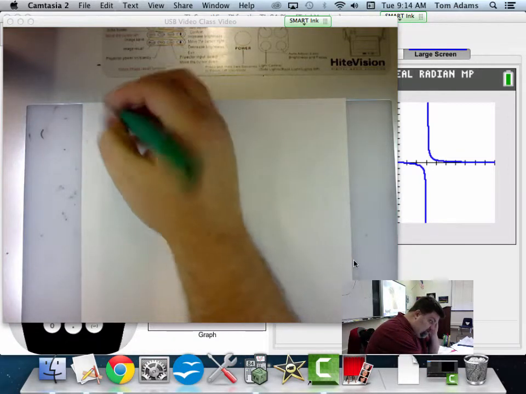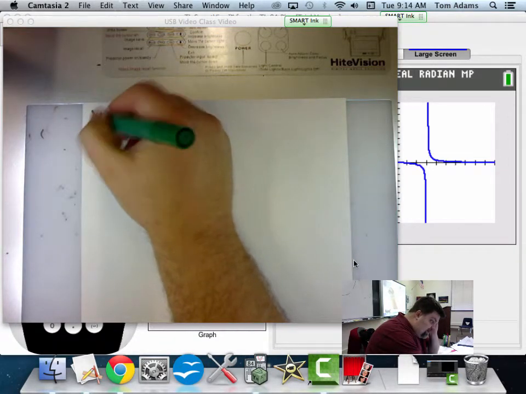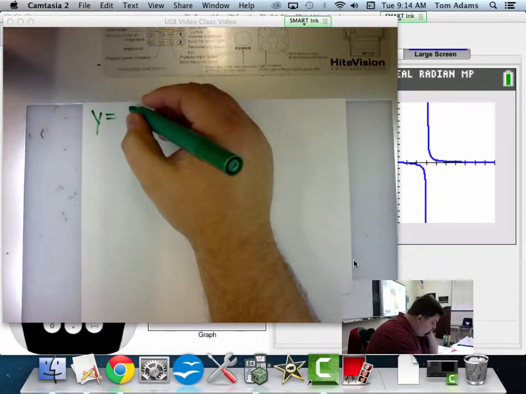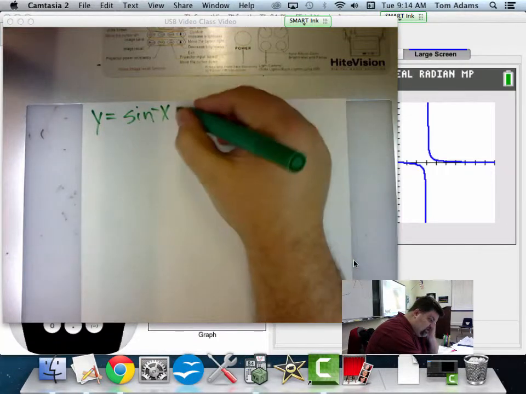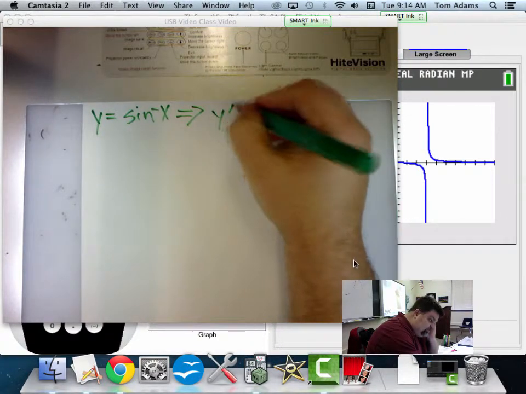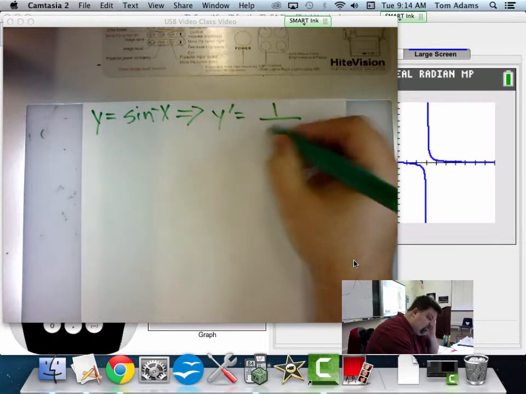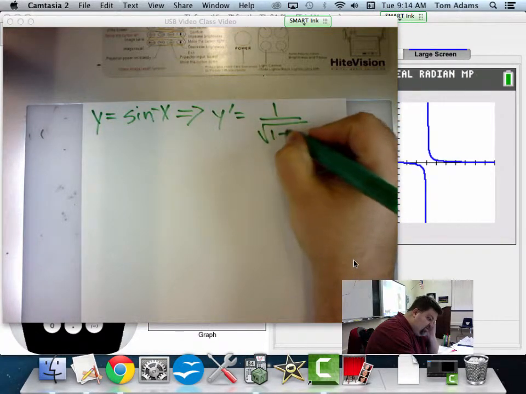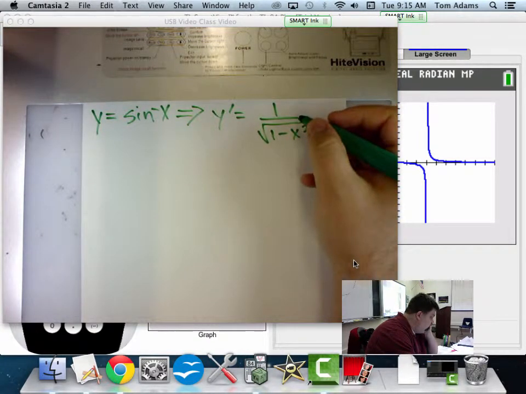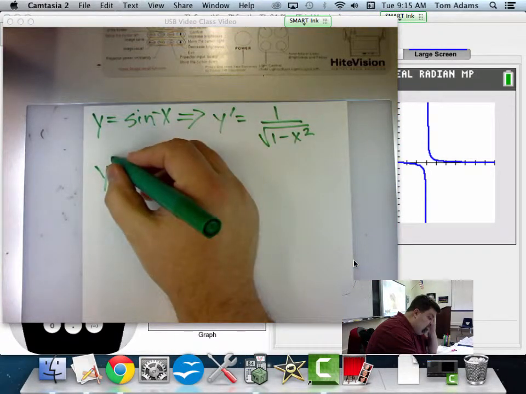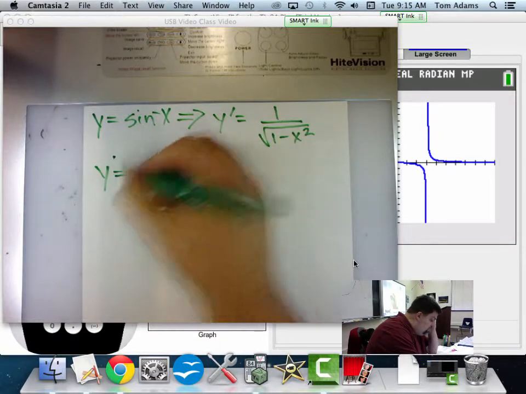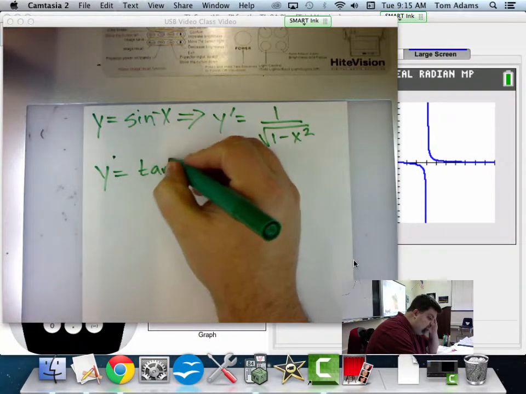In example number 1, we established that if y is equal to arcsine x, then y prime was 1 over the square root of 1 minus x squared. Okay. And then for example number 2, we're given y is equal to arctan x.